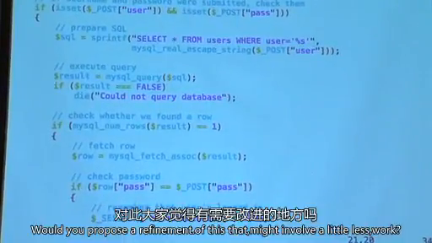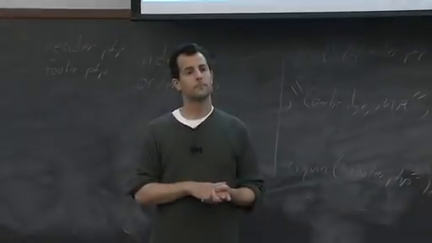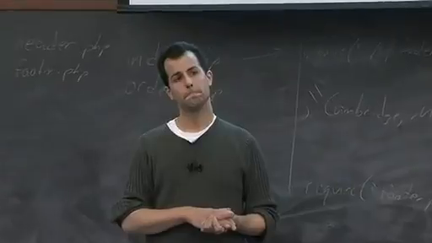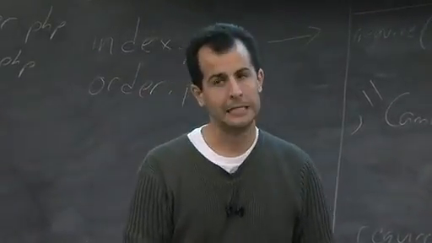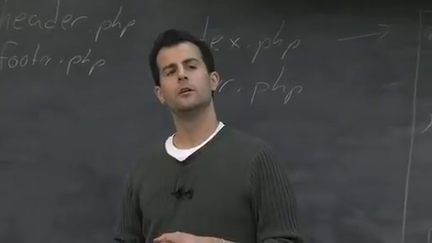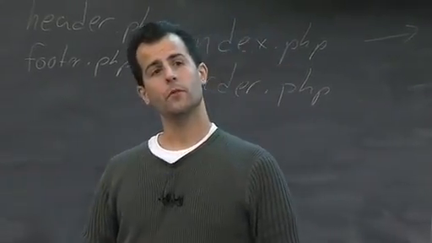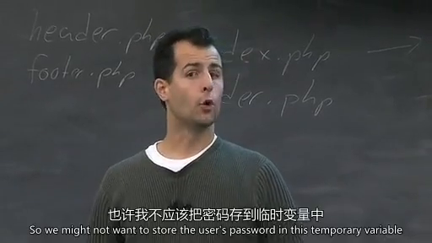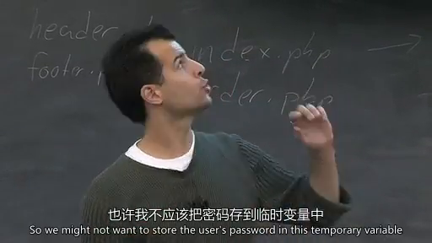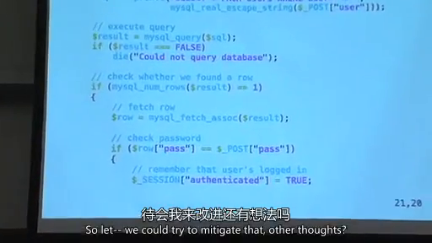Would you propose a refinement to this that might involve a little less work? I don't know about less work, but it seems like you wouldn't want to store the password just in the text field. Okay, so I might not want to store, in what text field? Or, sorry, in the bar chart. It seems like you wouldn't want to just store the password in the database. Okay. Do something to it. So we might not want to store the user's password in this temporary variable called row, this associative array.